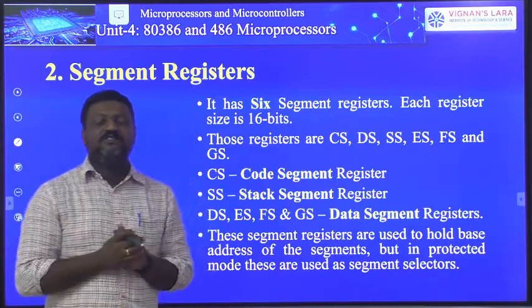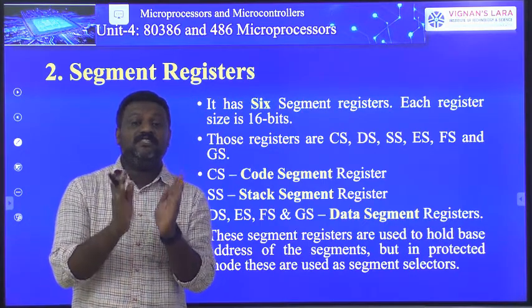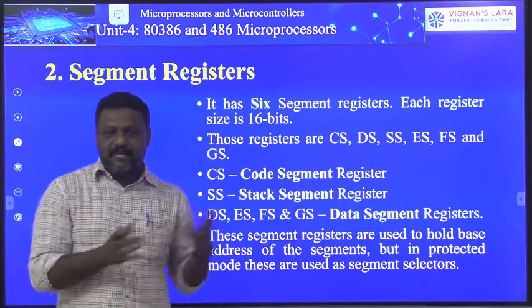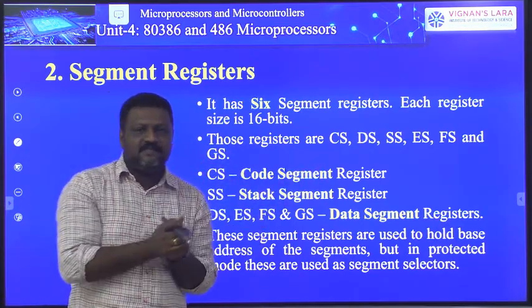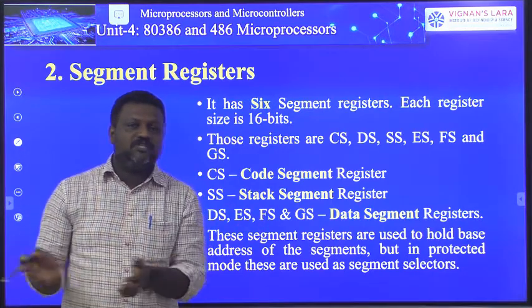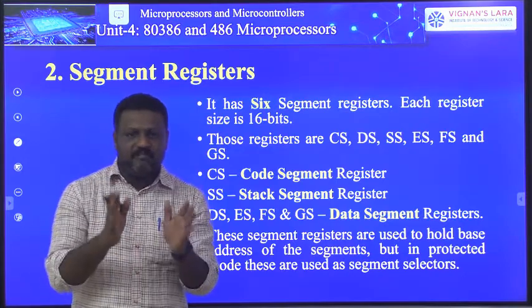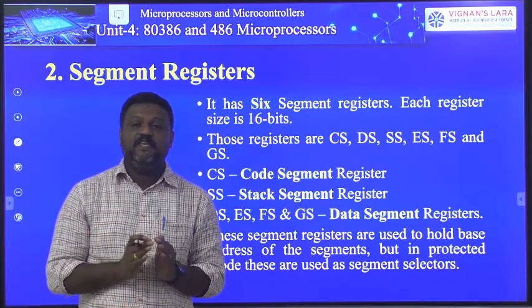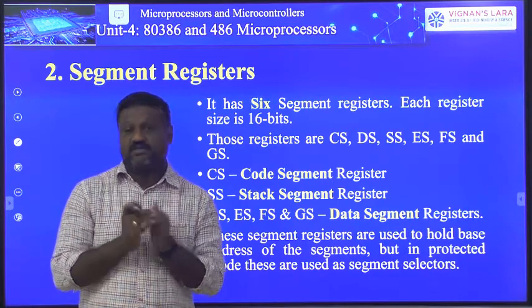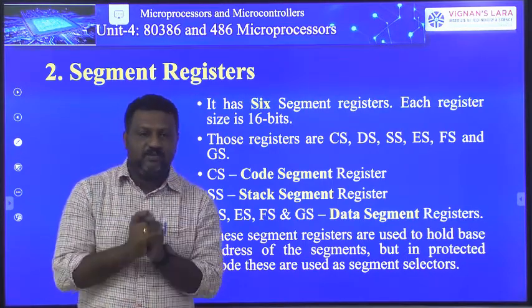And the second important thing is that these segment register sizes are only 16 bits. But if you refer to the 386 general purpose registers, their size is 32 bits. And the other registers we are going to discuss next may also be 32 bits. But the segment registers are only 16 bits. Right, so that is a second point everyone has to remember.